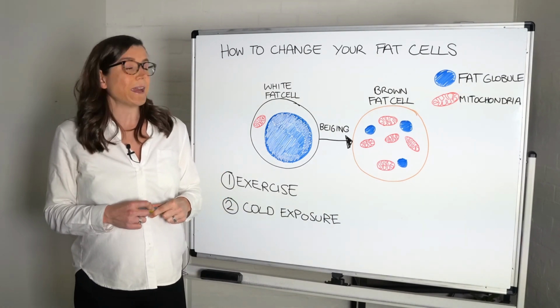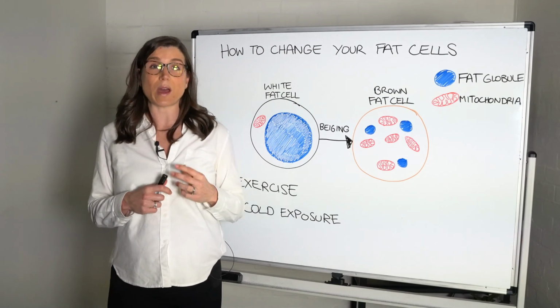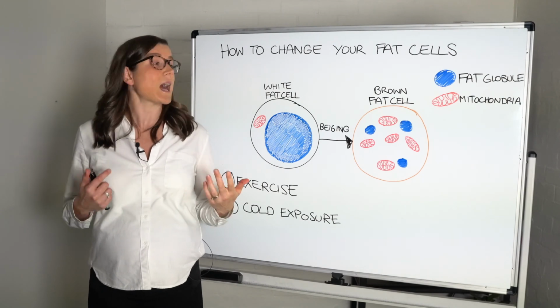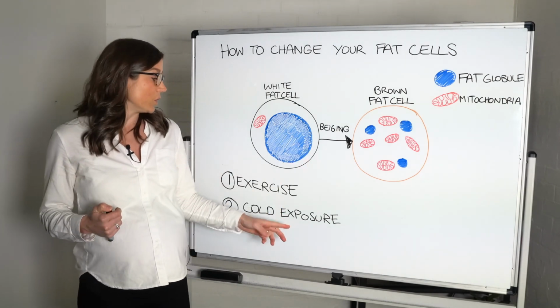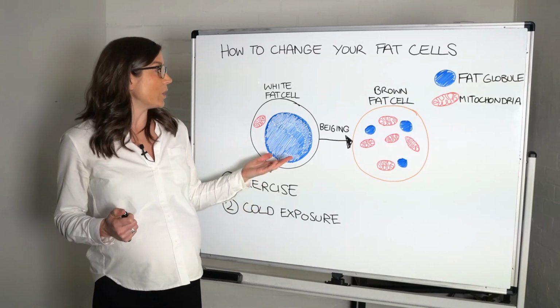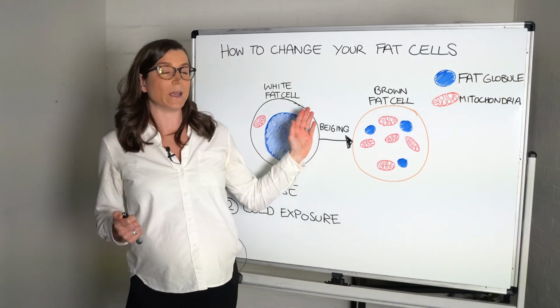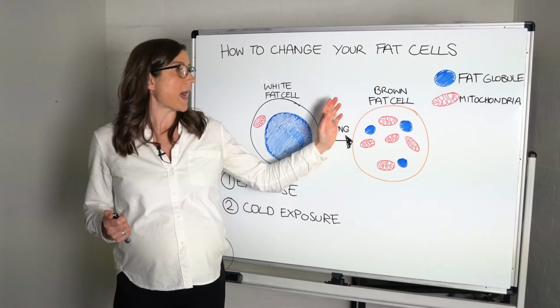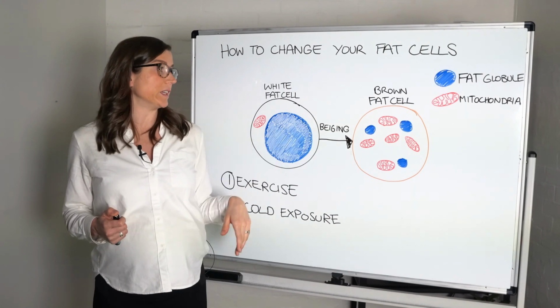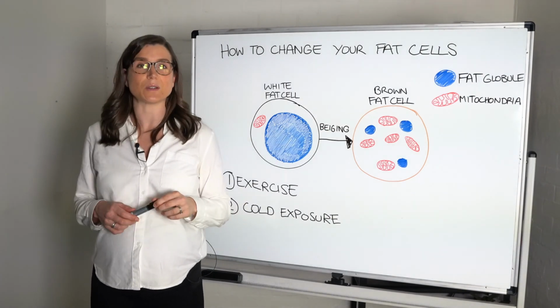You may notice in summertime that your appetite drops and you don't feel as hungry. That is largely to do with the fact that you're not exposed to this cold temperature anymore. So your white fat cells are not being promoted, or pushed over and converted, into these more brown fat cells.